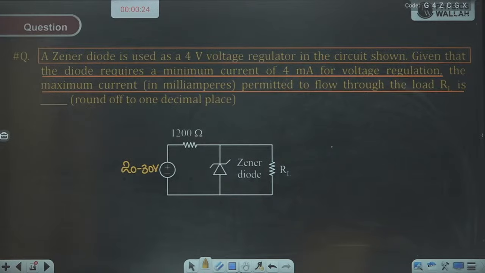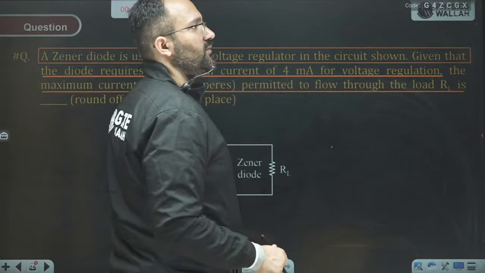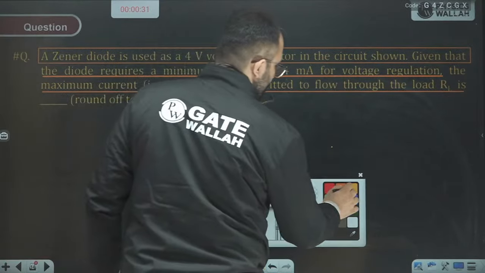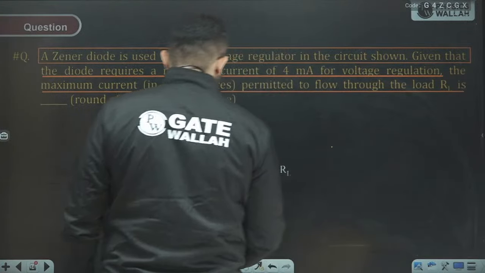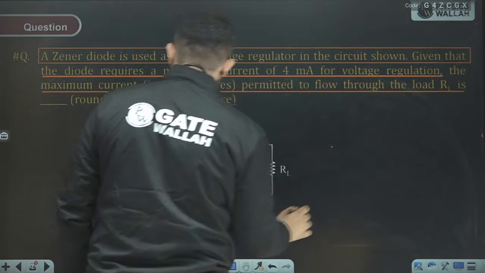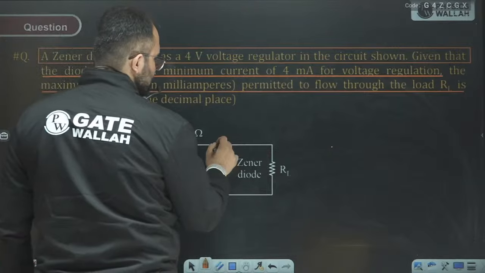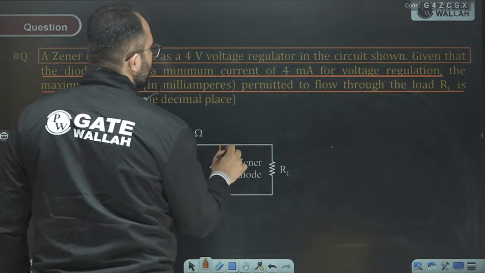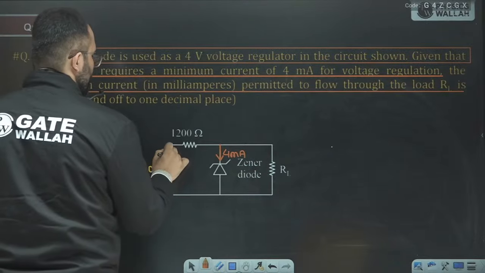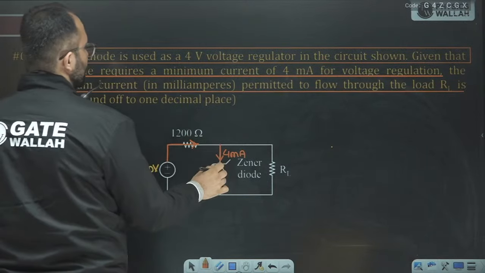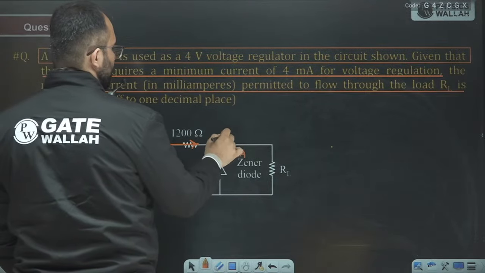Okay. Did this happen, friends? Okay, so let's see. So friends, in this case, we know that the Zener current requirement is minimum 4 milliampere. The current from behind will be, we can see here we have 4 volts.